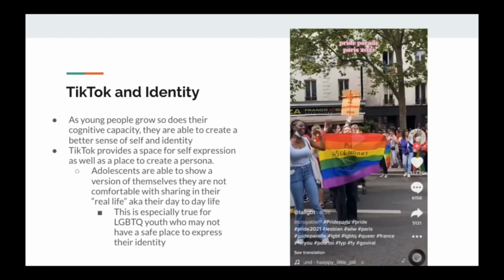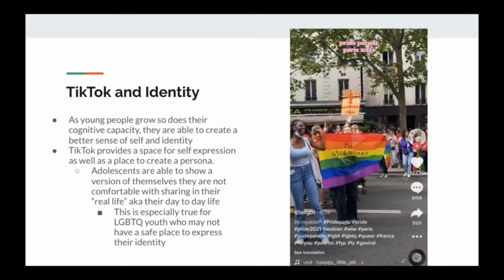And the final thing I do want to talk a little bit about is TikTok and identity. As young people grow, so does their cognitive development. They're able to create a better sense of self and self-identity. TikTok provides a space for self-expression as well as a place to create an online persona. So adolescents are able to show a version of themselves they may not be comfortable with sharing in their real life, aka their day-to-day life.